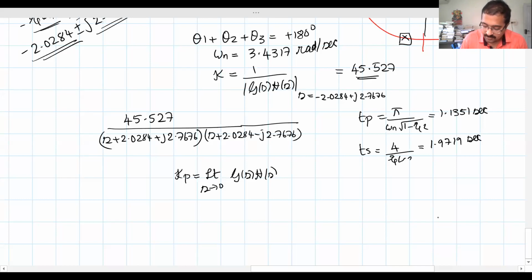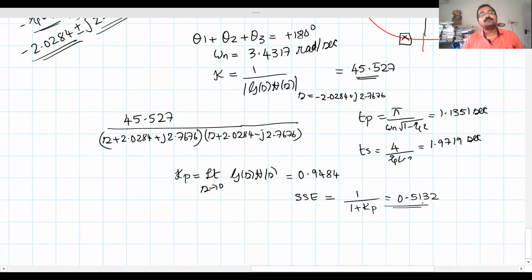Okay, just substitute that and see. You will get your Kp as 0.9484. So what will be the steady state error? Steady state error will be 1 divided by 1 plus Kp, and that turns out to be around 0.5132. Okay, this is how to do gain compensation using root locus. Okay, so we'll stop here.